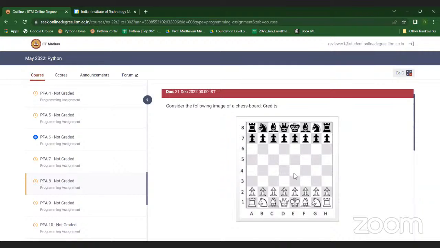Let me explain it this way. Let's say I have E1. I can move this way also. I can move from E1 to D2, C3, and so on.